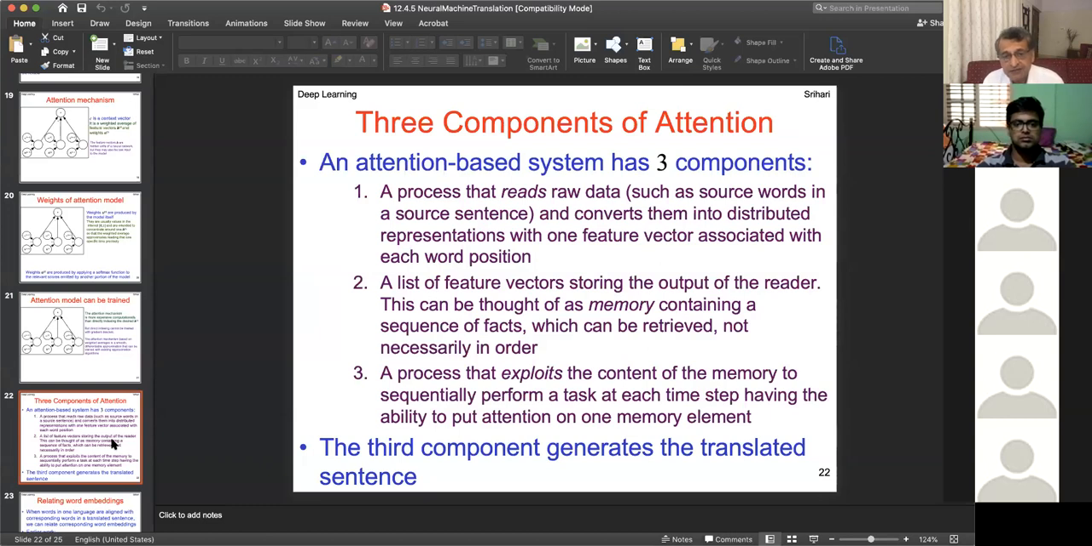And a list of feature vectors storing the output of the reader. This can be thought of as memory containing a sequence of facts which can be retrieved, not necessarily in order. And a process that exploits the content of the memory to sequentially perform a task at each time step, having the ability to put attention on one memory element. That third part is the critical part. The first two are simply saying a raw data and then the embedding, and the last part is to exploit it properly. And it's the third component that generates the translated sentence. So we're going through some embedding into the output.